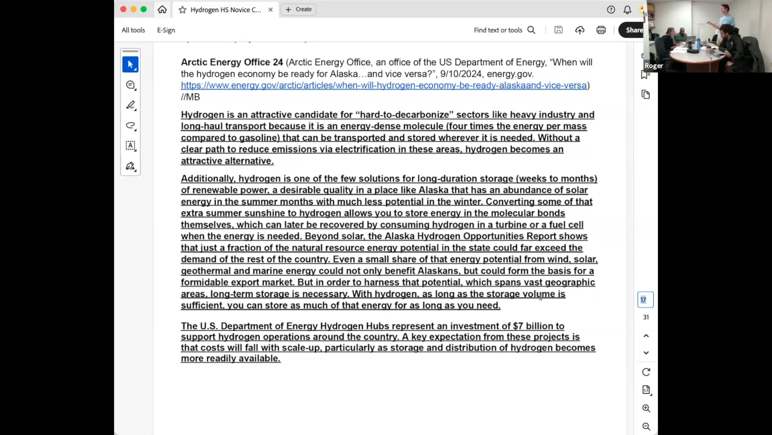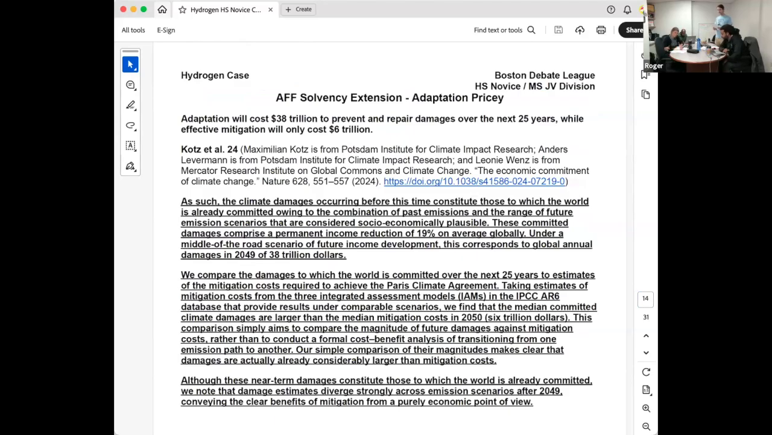Well, you can convert wind and solar power into hydrogen power with more complicated processes, and that's a way that we can maximize all of these things. I'm going on to page 14. Adaptation will cost $38 trillion to prevent and repair damages over the next 25 years, while effective mitigation will only cost $6 trillion. That's from Kotz et al., 2024.